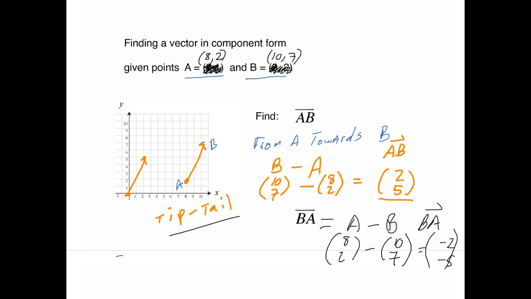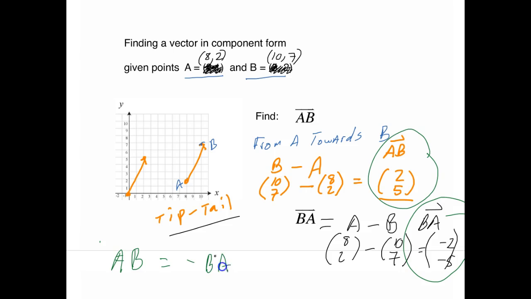So hopefully you notice that these two, if you notice right here, AB is 2, 5, BA is negative 2, negative 5. And that's always true. So if you have a vector AB and you want to find its switch BA, all you have to do is negate the answer you just got. And that's because the vector BA is the vector that starts from B and goes toward A. Right? So it's going the opposite direction, so it's negative. That's how you find a vector in component form.